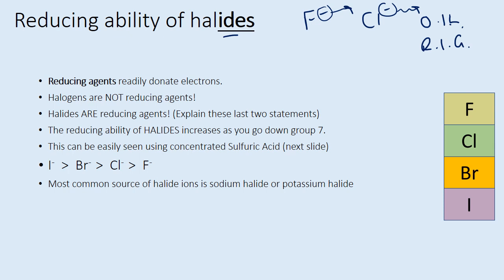Now, as we go down the group, their reducing ability increases. And again, use those 3 factors. So as we go down the group, the ionic radius increases, they're ions now, and their electron shielding increases. That means that iodide is more likely to donate its electron than fluoride, okay? Now, the most common source of halide ions are sodium halides and potassium halides. So sodium chloride, sodium bromide, sodium iodide, or potassium bromide, potassium iodide.